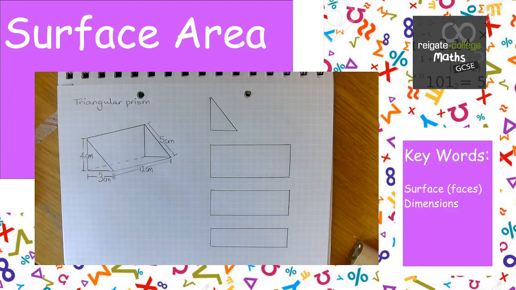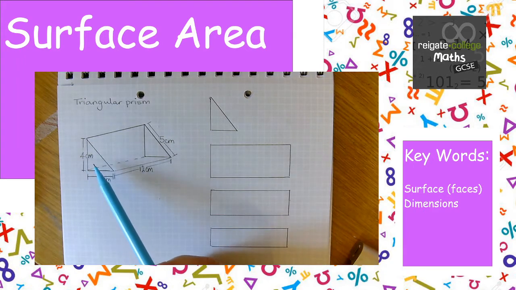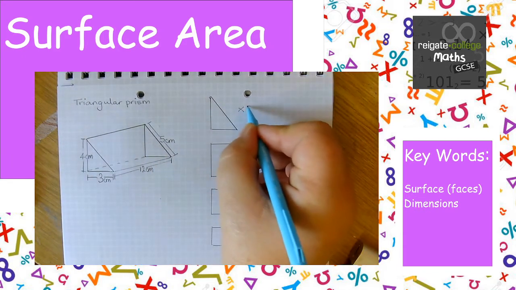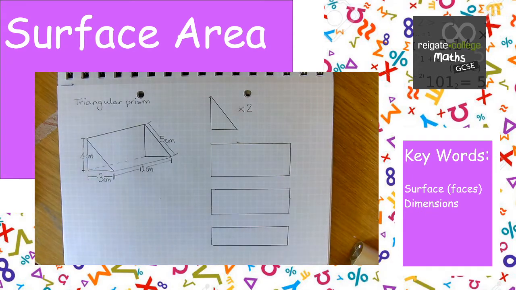Here's a triangular prism, and I'm going to calculate its surface area. A triangular prism has 5 surfaces, 5 faces. 2 of them are triangular, so I have 2 triangles to calculate. They're identical. The other surfaces are all rectangles, but they're all different sizes.